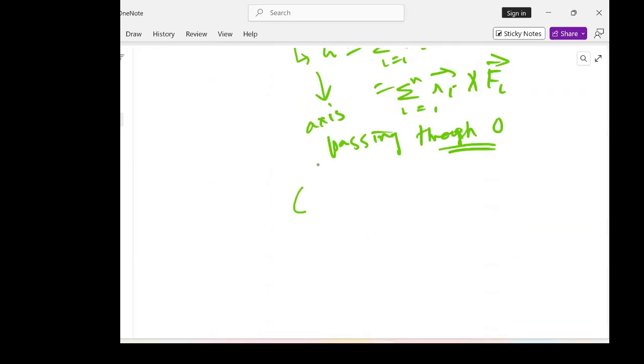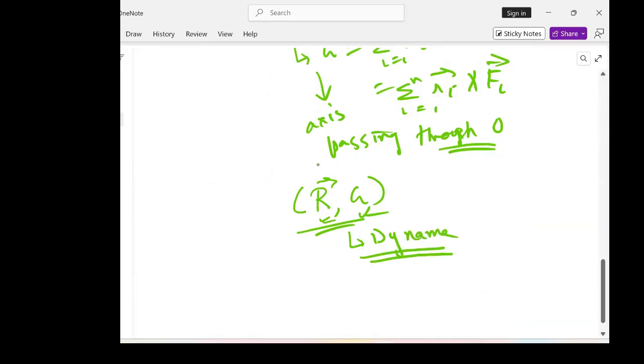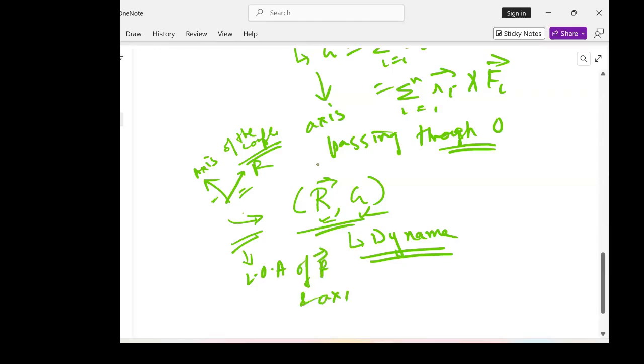This system is often written as (R, G), because it is a combination of a force and a couple, and is often referred to as a dyname. Now, at the point O, this is the resultant, and this is the axis of the couple. Usually, the line of support of this axis and the resultant are not the same. So in general, for the dyname, the line of action, LOA, of R and the axis of the couple are not the same.